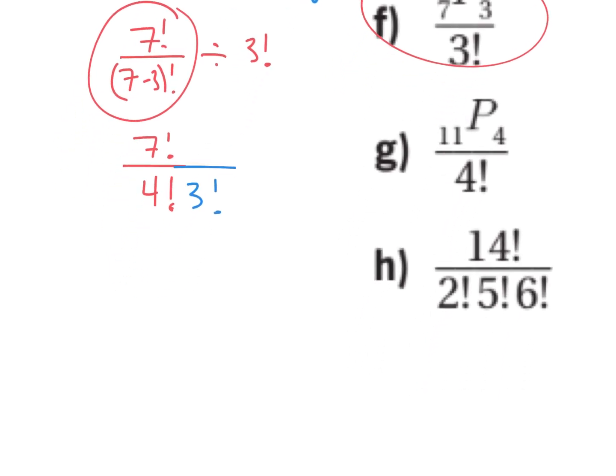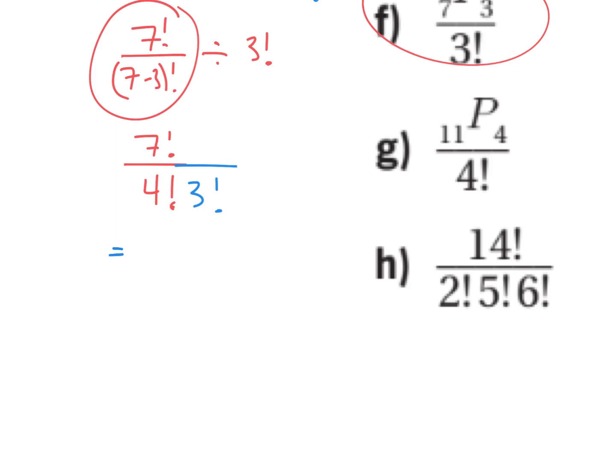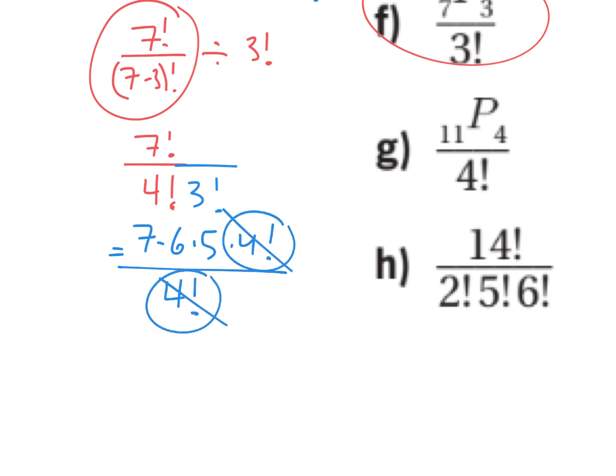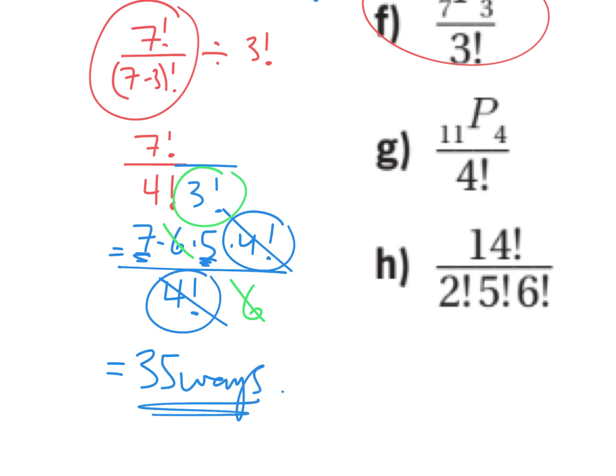Okay, we can combine that. If we expand 7 factorial, it becomes 7 times 6 times 5 times 4 factorial, and we're stopping at 4 factorial because we have a common factor in the denominator, which is going to cancel. And then 3 factorial becomes 3 times 2 times 1, which is 6, and we have another common factor that's going to reduce. We're going to be left with 7 times 5, which is 35 ways that this could happen.